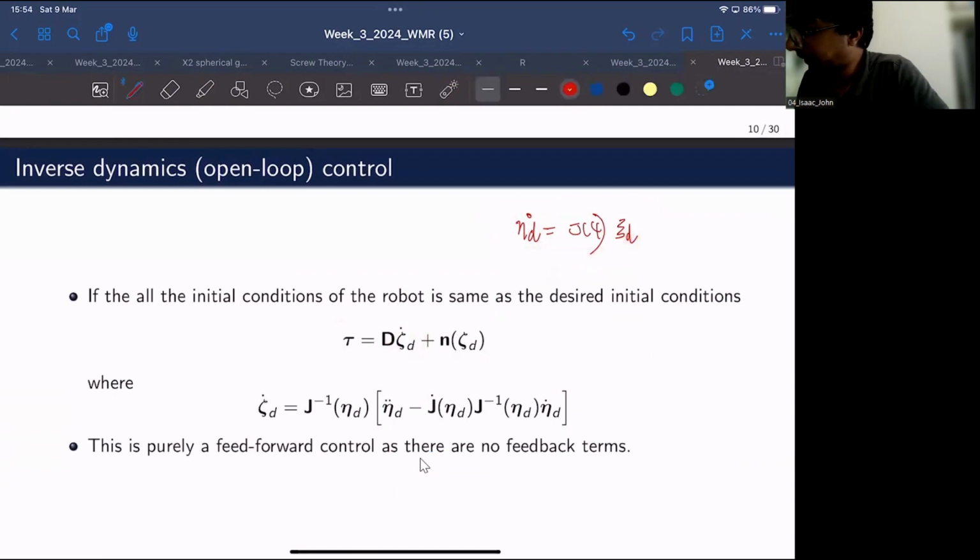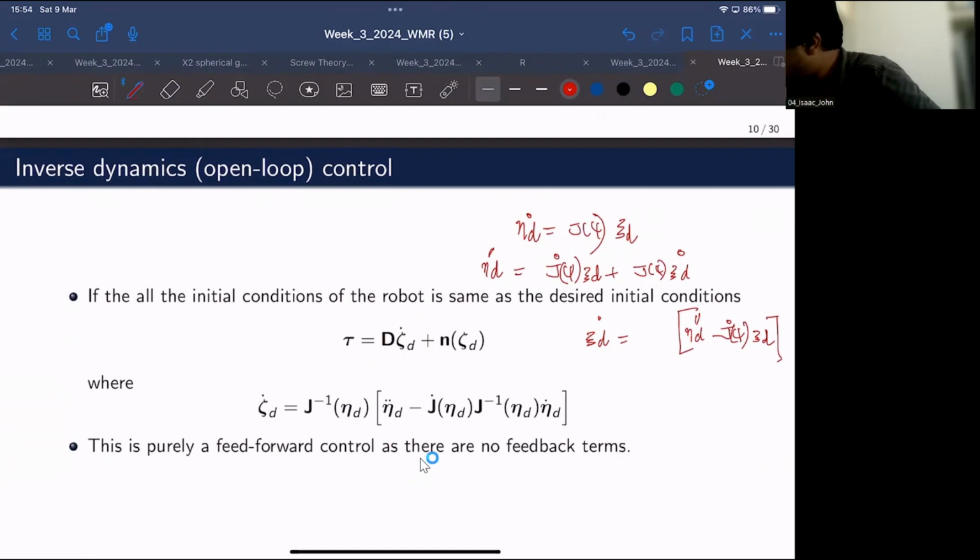So if you further differentiate it, it will be eta desired double dot. This would be j dot of psi zeta desired plus j of psi zeta desired dot. So if you rearrange, zeta desired dot would be nothing but eta desired double dot minus j dot of psi zeta desired, this whole pre-multiplied by, what would that be? J of psi inverse.